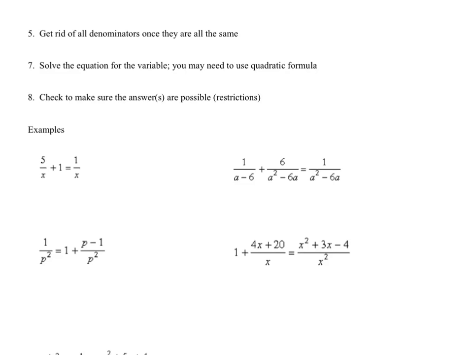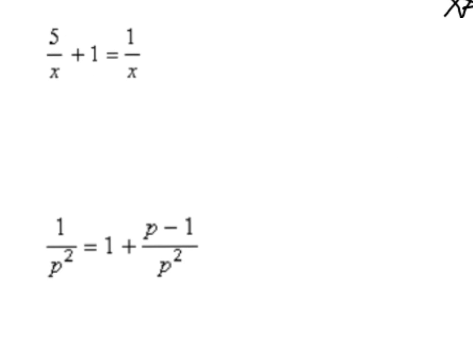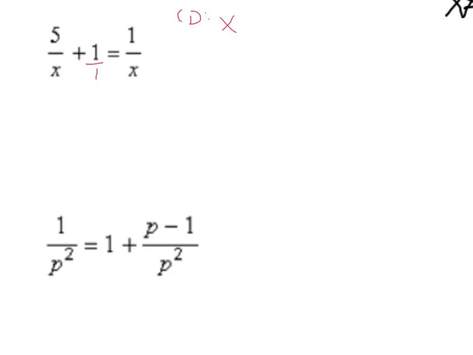Section 1, Video 3. Let's look at some examples. And we're going to set this one aside because it's different than the others. So if we look at our rational equation, we have to first of all decide what is the common denominator. Now this is 1 over 1, so the common denominator in this case would be x.